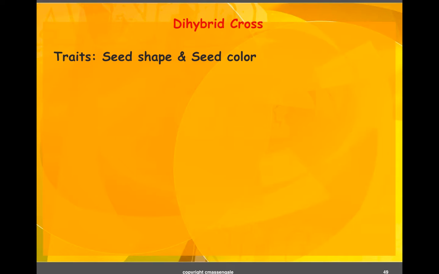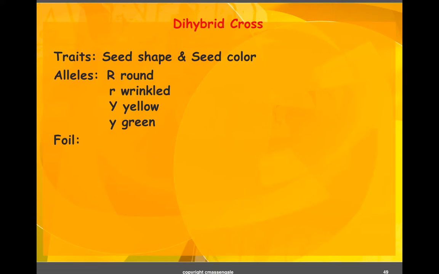All right, let's look at traits in seed shape and seed color. So Mendel's peas can be round or wrinkled, and they can be yellow or green. The allele for round is capital R, wrinkled is lowercase r, because round is dominant to wrinkled. And the allele for the color yellow is capital Y, which is dominant to lowercase y for green.